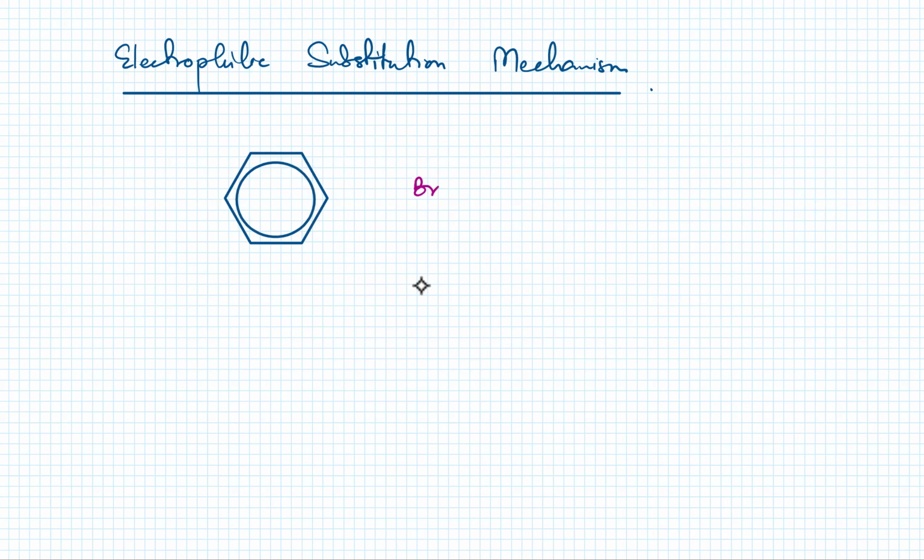So bromine. The benzene electrons are going to be attracted to this positive bromine. This is your negative bromine. The bromine is getting polarized, and the electrons are getting repelled.